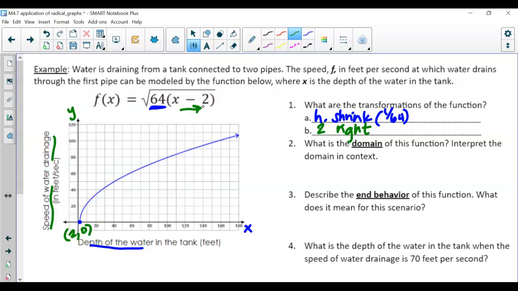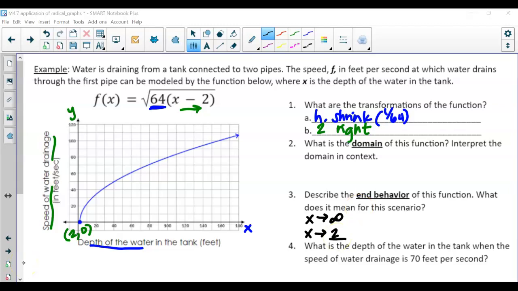So now again, go ahead and pause the video and identify what is the domain of this function, and identify what is the end behavior. Here we're talking about as x approaches infinity, and as x approaches, not negative infinity, but as x approaches our x value of 2. So go ahead and pause the video now and do these two questions on your own.